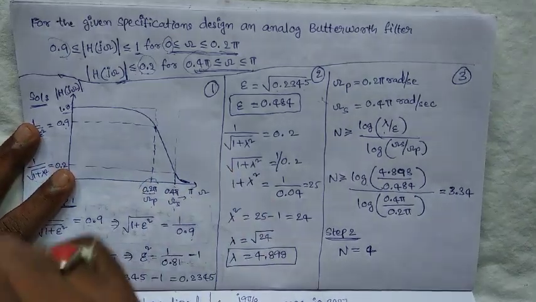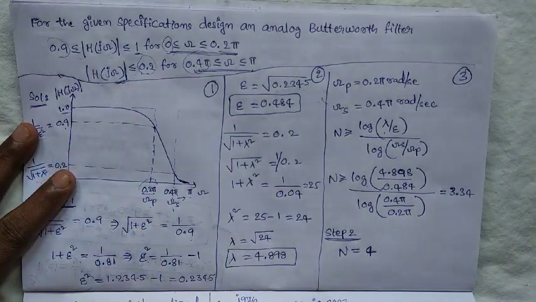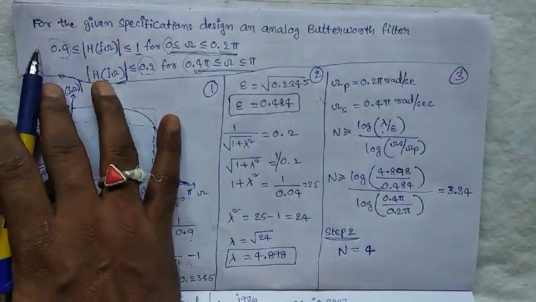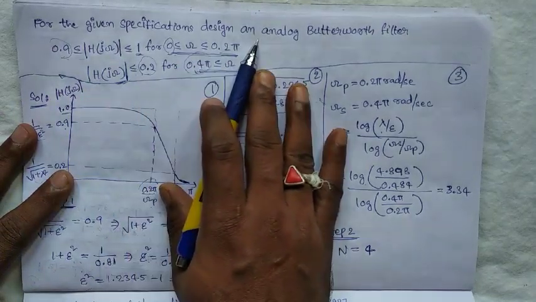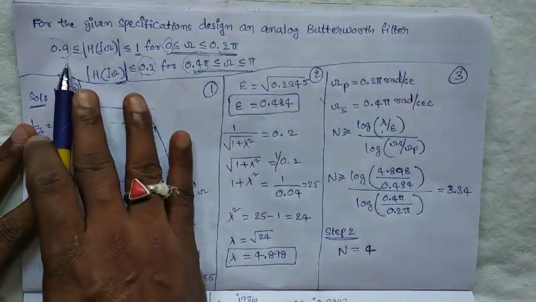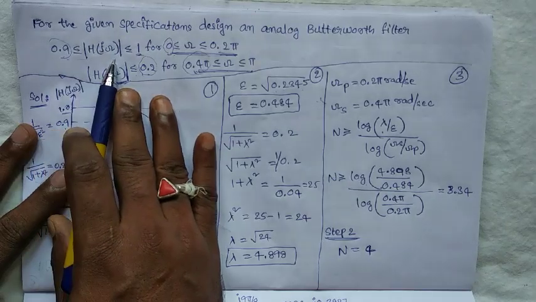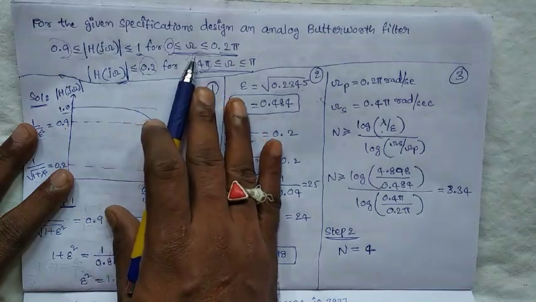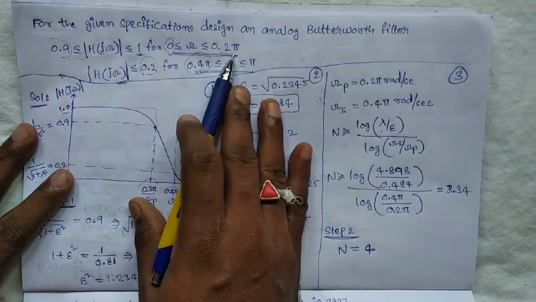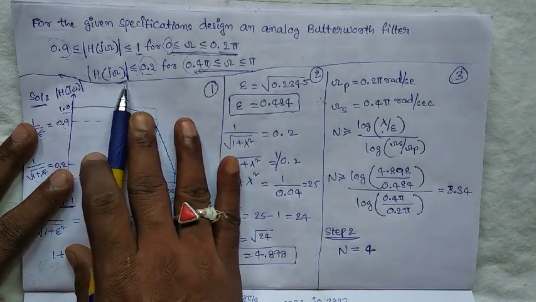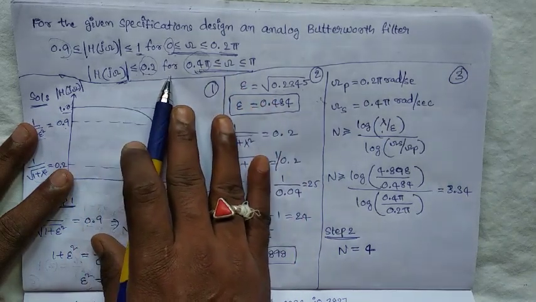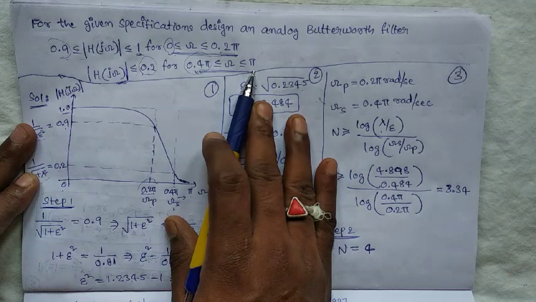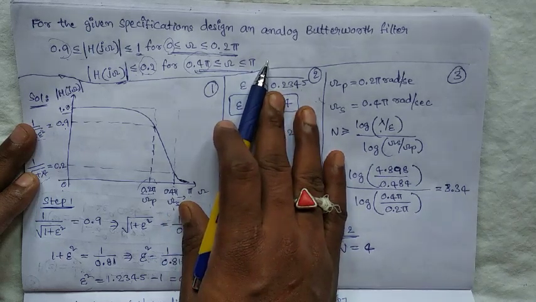Here in this class, we are discussing a problem on the design of an analog Butterworth filter. For the given specifications, design an analog Butterworth filter: 0.9 less than or equal to mod H of j omega less than or equal to 1 for 0 less than or equal to omega less than or equal to 0.2 pi, and mod H of j omega less than or equal to 0.2 for 0.4 pi less than or equal to omega less than or equal to pi. This is the given data.